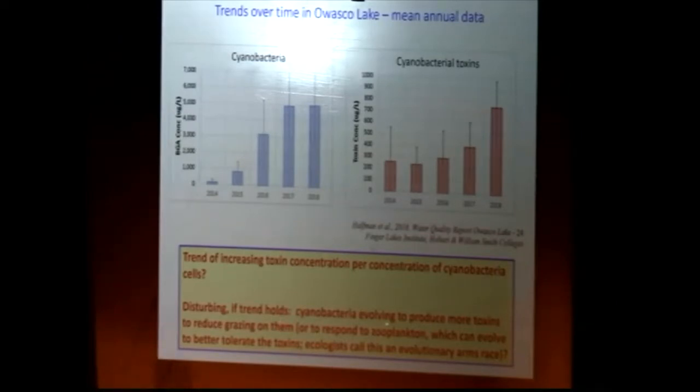If that's true, then it could be that the cyanobacteria are evolving so as to better protect themselves from being grazed by zooplankton or perhaps by mussels. We know several people have done excellent work in the Finger Lakes now showing that the zooplankton can evolve to better handle the toxins and therefore actually do better feeding on the cyanobacteria. But cyanobacteria can evolve even faster than zooplankton, and so it could be that the cyanobacteria are trying to keep ahead of that evolution, and this is what we ecologists call an evolutionary arms race. If that's true, it means that we're going to have a harder time trying to control the toxin levels moving forward.